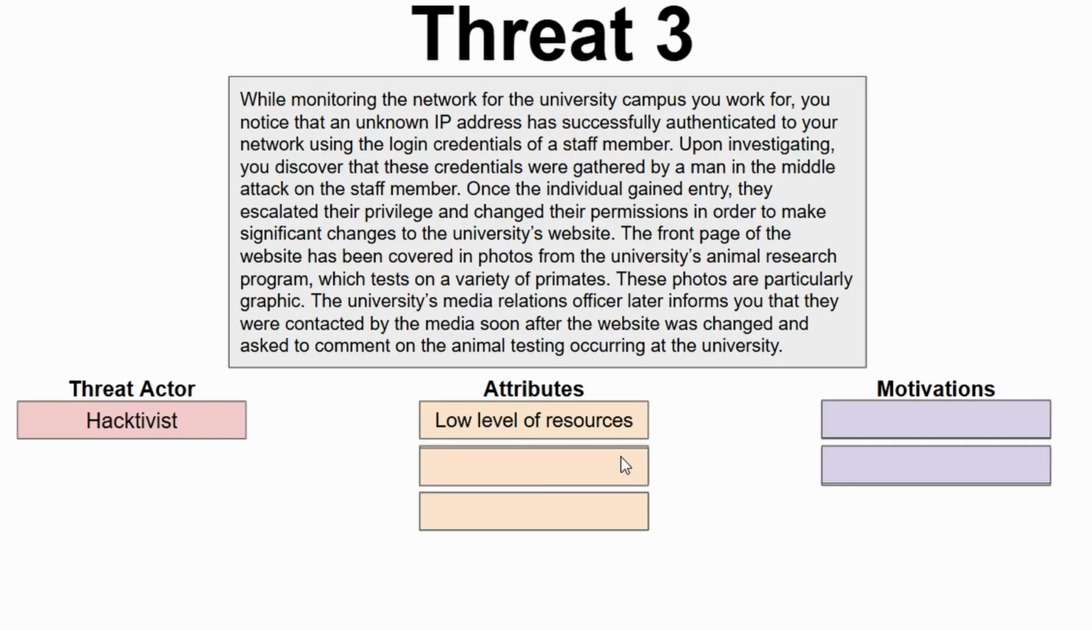However, there is a high level of ability. Using a man in the middle attack and privilege escalation indicates that this individual does know what they're doing. Okay, they do know what they're doing. And finally, the threat is coming from external. It is coming from outside. It's not someone who works for the university who's doing this because they've been fired and they're doing things from the inside. It's someone who's hacking and coming from the outside.